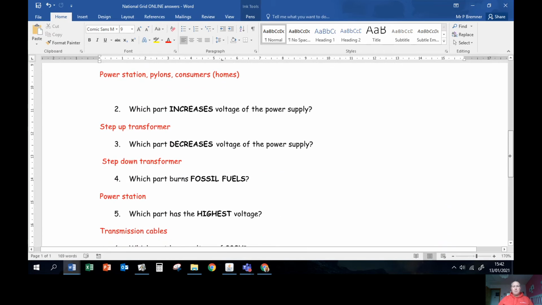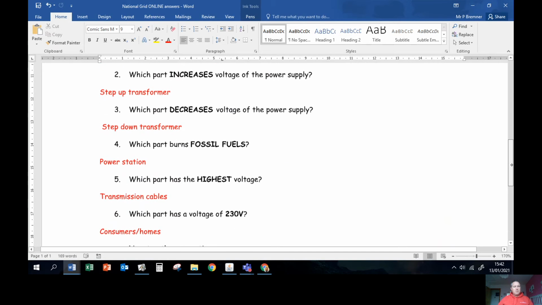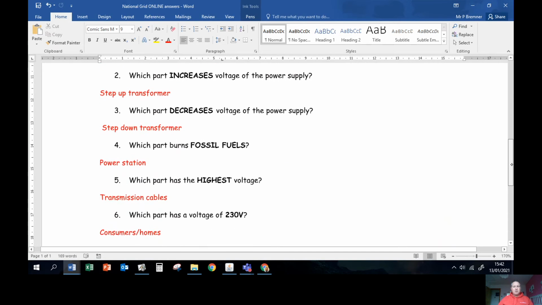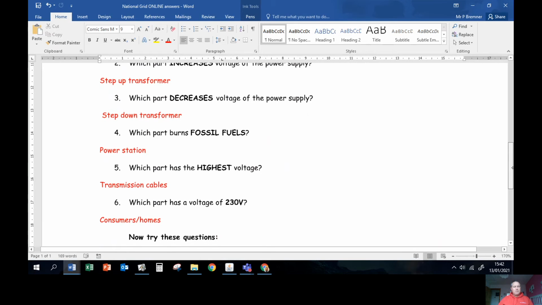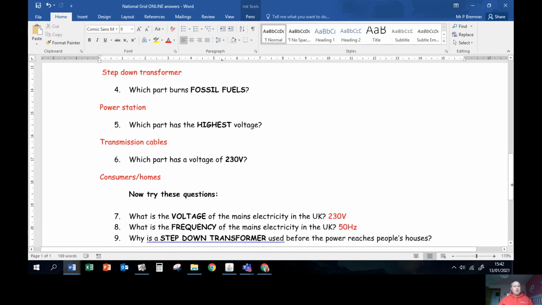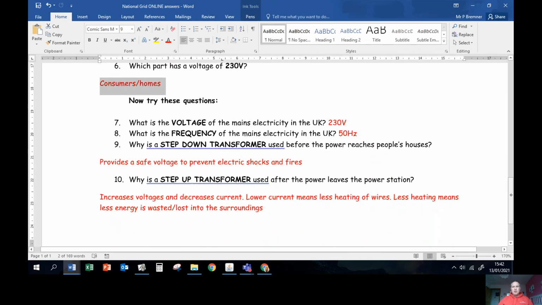Question 2, which part increases the voltage of the power supply? That's the step-up transformer. Question 3, which part decreases the voltage of the power supply? That's the step-down transformer. And question 4, which part burns fossil fuels? That's the power station. Which part of the picture has the highest voltage? That will be the transmission cables. So the electric power going through the cables has the highest voltage. And it says which part has a voltage of 230 volts? That's the consumers or the homes, where the power is going into the homes.